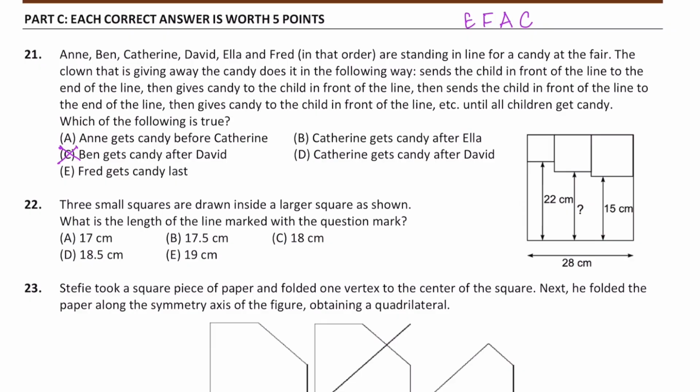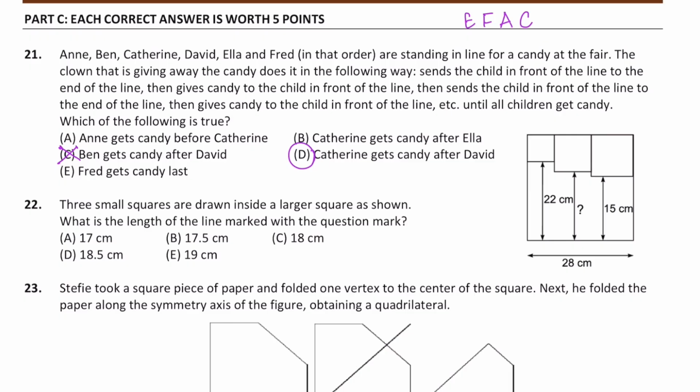And then let's look at the scenario which talks about David. It's only option D, right? Since we already talked about option B. Catherine gets candy after David. That is true. She's still waiting in the line, right? So that's her option. And that's correct.